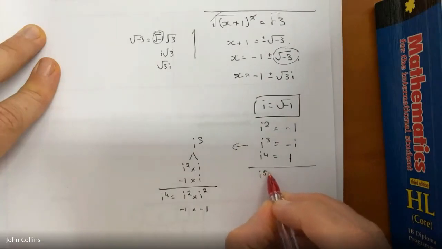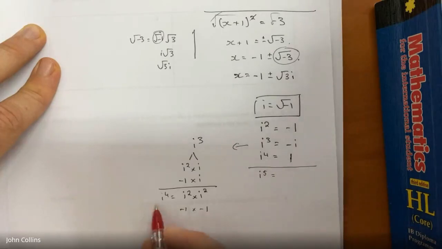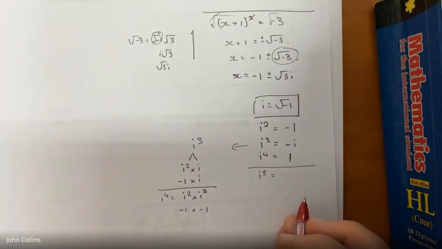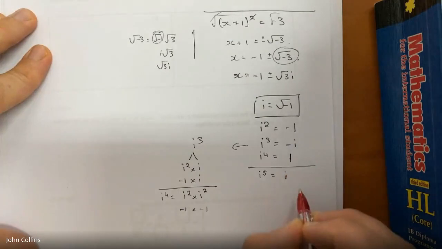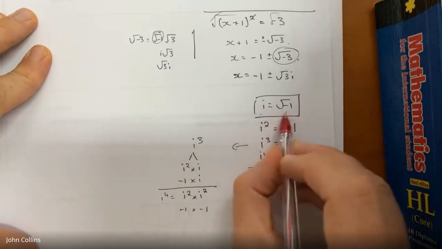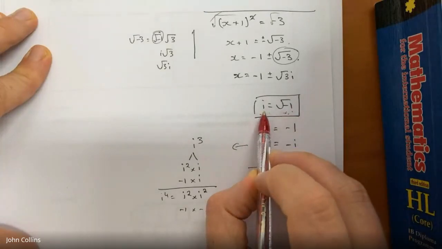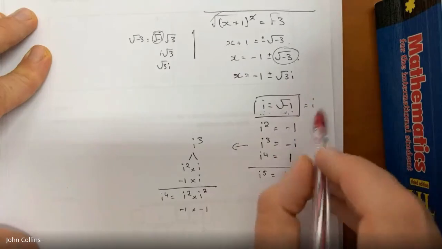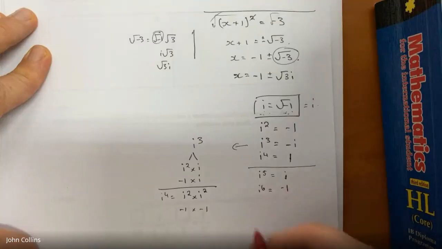Repeating pattern then. i to the 5 is starting again. It's 1 from i to the 4, times i, which is the square root of -1, which is just i. You can just say i. So these, remember, are interchangeable. Usually, if you have the square root of -1, you don't leave it like that. You put i in, because the square root of -1 equals i. So your rotation of these is the same. i to the 6 then, if you multiply it again, you can do it out, it's -1.